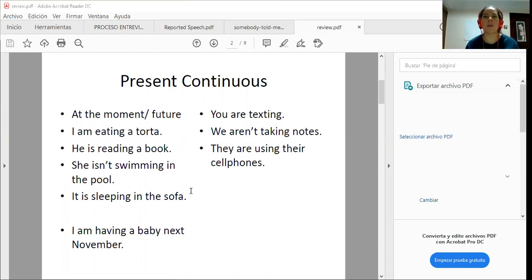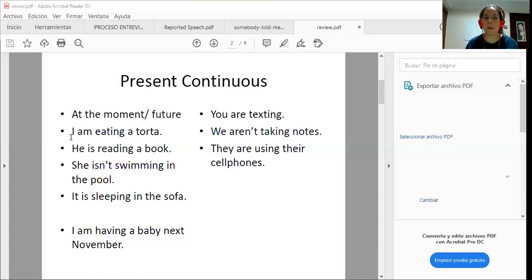Present continuous. We use it to talk about activities that are happening at the moment or that it's very sure that they are going to happen in the future. We divide them in three with the pronoun I, he, she, it, and the pronouns you, we, they.